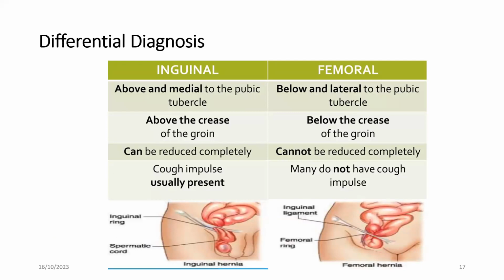So the differential diagnosis, I'm going to talk about the commonest one, which is the inguinal hernia. As I mentioned previously, the inguinal hernia will usually be above and medial to the pubic tubercle, while the femoral hernia usually lies below and lateral to the pubic tubercle. So the inguinal hernia is above the crease of the groin and the femoral hernia is below. Most times, inguinal hernia can be reduced completely, but the reverse is the case for femoral hernia. Cough impulse is usually present for inguinal hernias, but many do not have a cough impulse for femoral hernias.